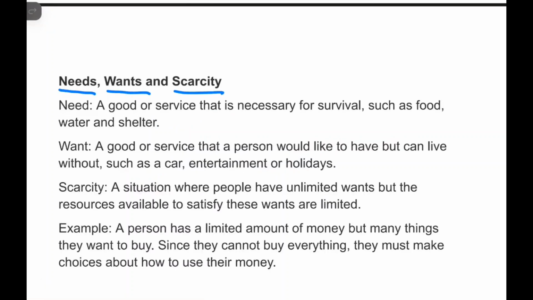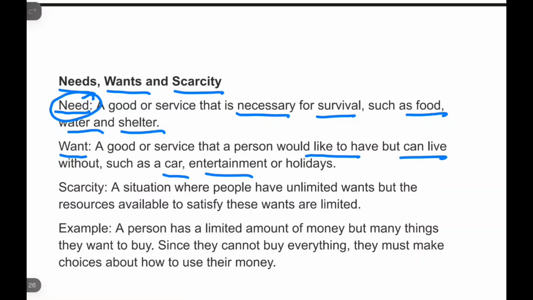Needs, wants, and scarcity. First of all, a need is a good or service that is necessary for survival, such as food, water, and shelter, which means anything without which we cannot survive comes under need. The second one is want, a good or service that a person would like to have but can live without, such as a car, entertainment, or holidays. We all want a good car and we want to spend holidays, but it is not our need. We can survive without them.